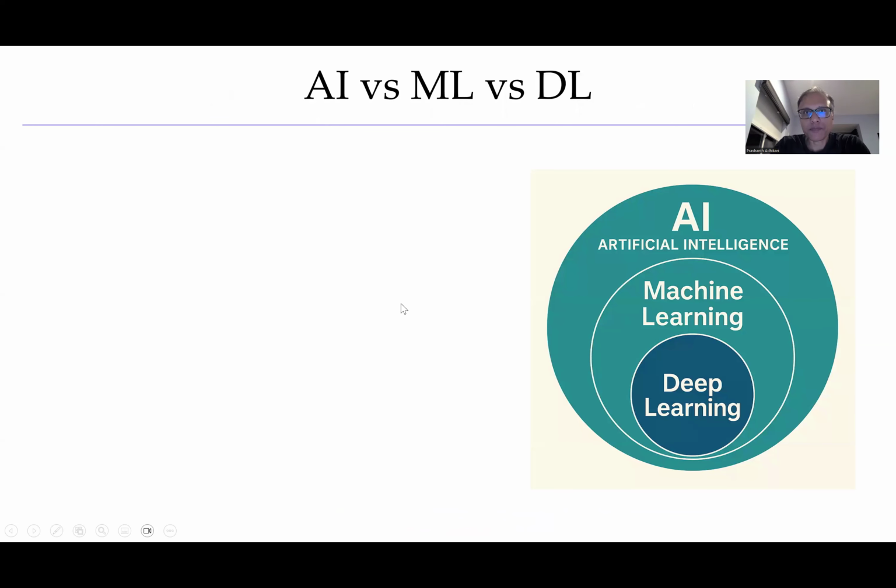So, first, I want to talk about the difference between AI, machine learning, and deep learning. Because one of the key developments in the 21st century was the development of machine learning and especially deep learning.